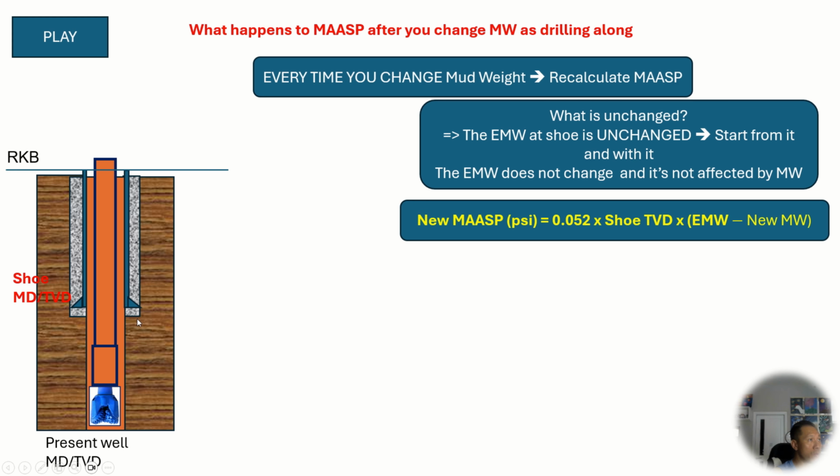Now you increase the mud weight. That hydrostatic pressure is increased, so the leftover will be reduced, and that leftover is your MAASP. And this is how you calculate it. You take the difference between EMW and the new mud weight, times 0.052, times shoe TVD, not the well TVD. Just make sure you use shoe TVD at all times when you are dealing with MAASP or EMW.